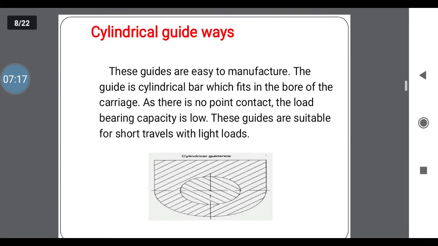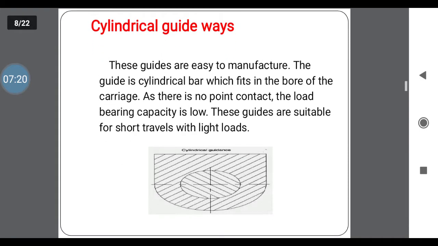Next one is the cylindrical guideways. With respect to construction, they call it cylindrical, as it appears cylindrical. They are easy to manufacture and easy to hold. This type of guideway fits in the bore of the carriage. As there is no point contact, the load bearing capacity is low. These guides are suitable for short travels with light loads. They are mainly used for small machines, that is, lightweight machines with short travels. The moving distance is very little.